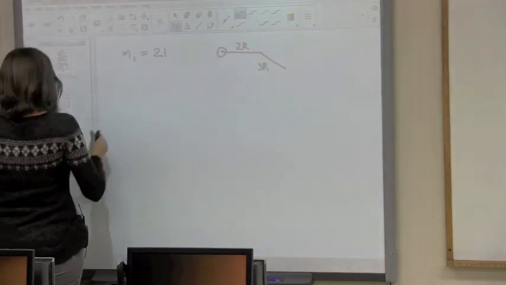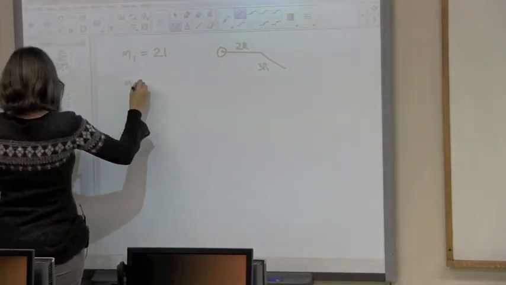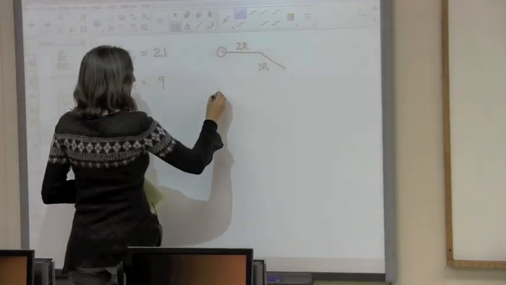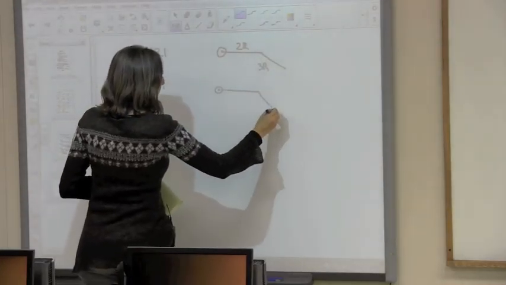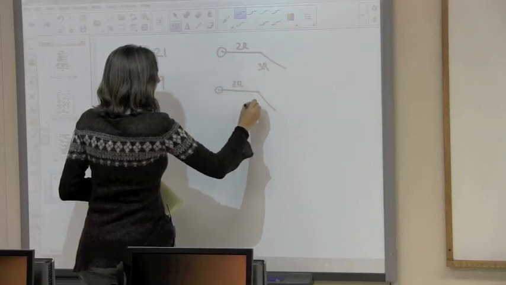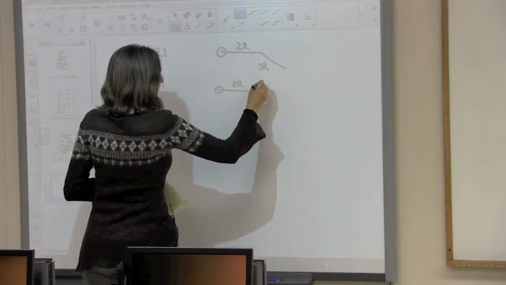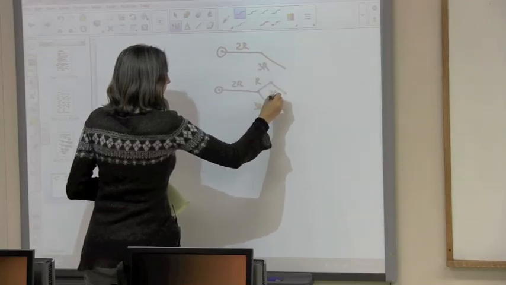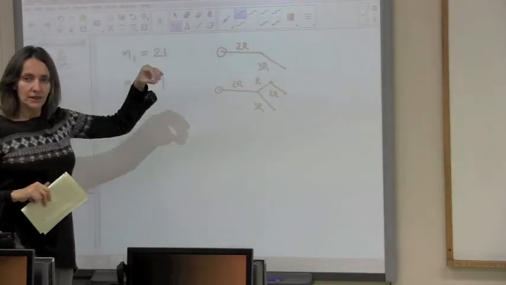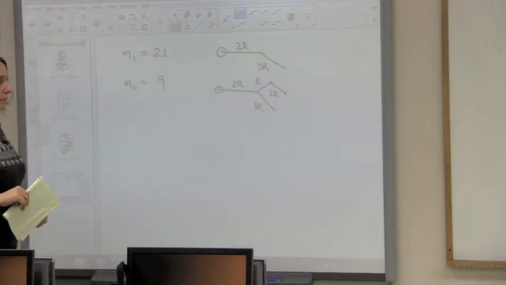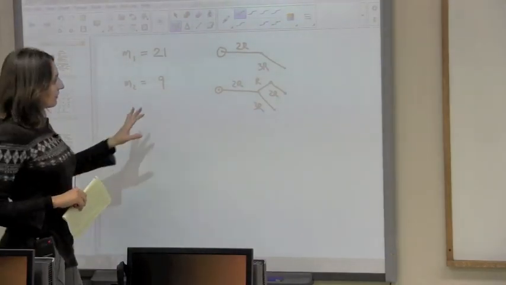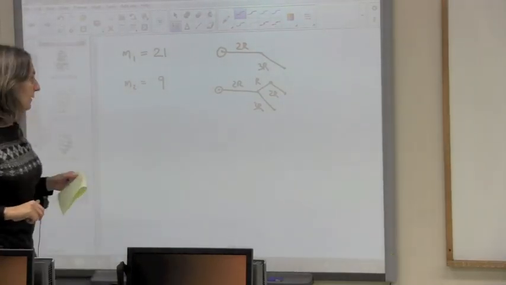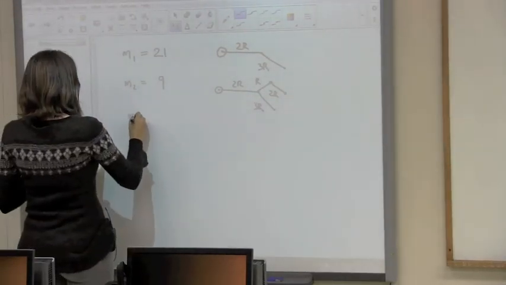Let's do that. M2 gives me 9 positions. Remember, M2 is already a tree graph. We have this 2R, 3R, R, 2R. This is a simple two-fingered tree structure, and it can be solved for 9 positions by itself. Okay? And now let's count M5.